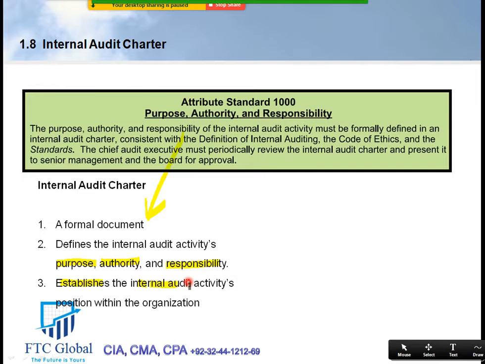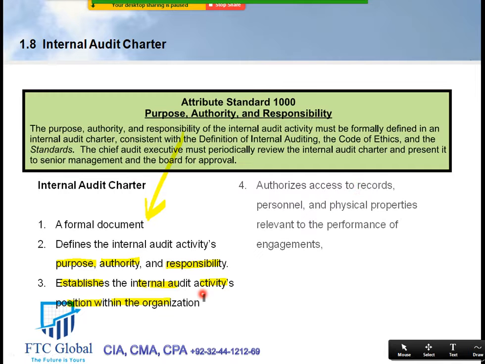It empowers you, it gives you authorization, because during the work you have to access various records, physical installations, people. So this document gives you the power to access records, personnel and physical properties relevant to the performance of your engagements. It means you should have the authority to access records, people and physical properties which are needed for the purpose of the job. And since the internal audit department cannot do everything, there must be some specific limits on what it can do. It is defined in the scope of internal auditing, within the internal audit charter, what the internal audit department can do.